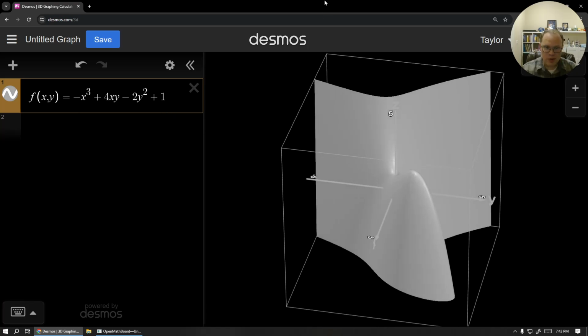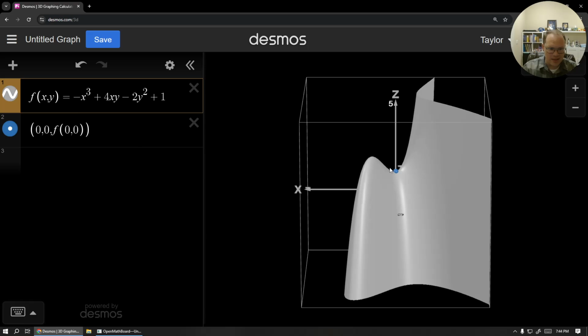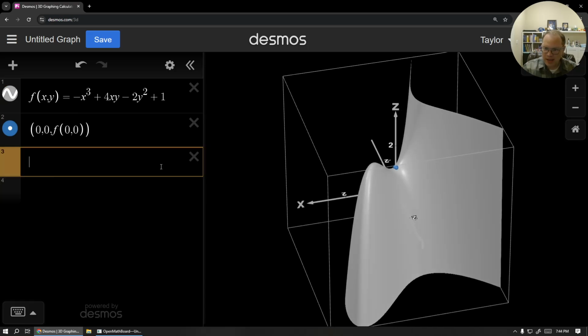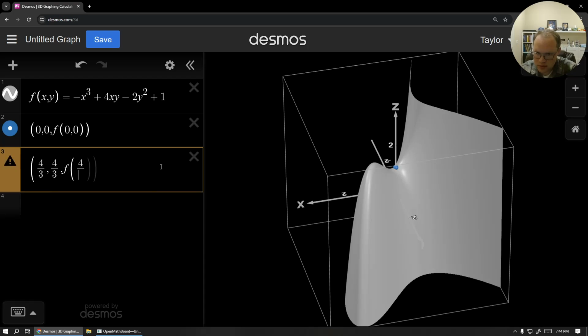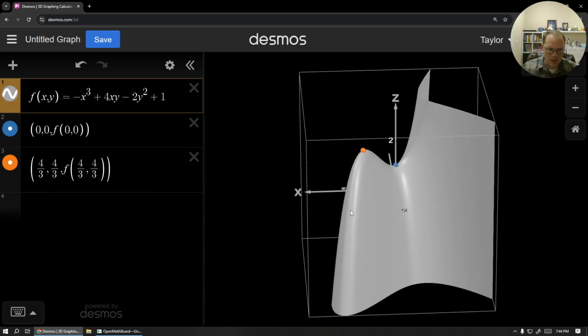Okay, so let's plot the points. Let's make sure that we actually have it. Our saddle point should have been at the point 0, 0. Helps if I actually plug in the point. There we go. And indeed, that is exactly where we expected the saddle point to be. And then we found a local maximum when x and y are 4/3. And there's our local maximum right at the top of that little hill.